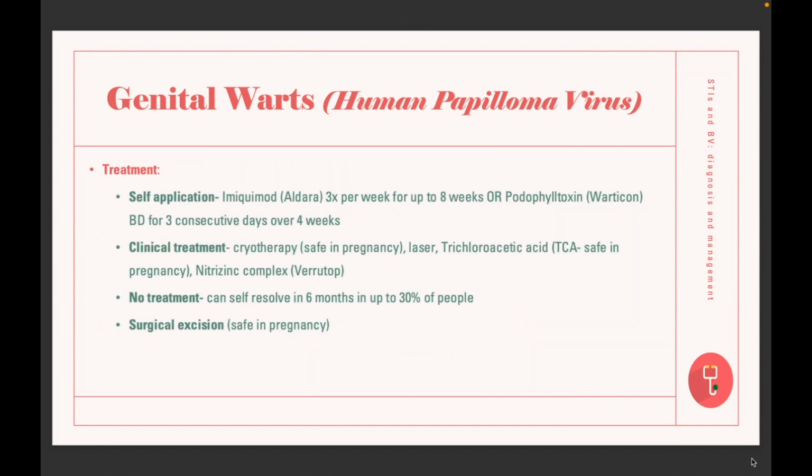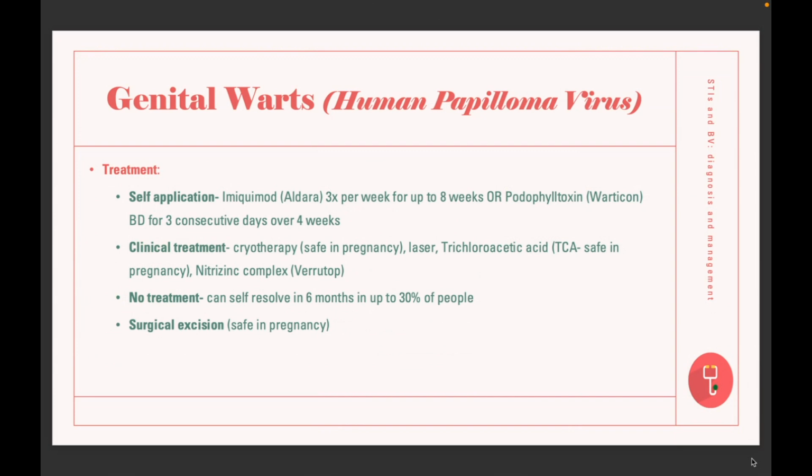So you've got a bunch of different options for treatment of genital warts. If patients are happy to self-apply, you can use Aldara, which is imiquimod, three times a week for up to 8 weeks, or podophyllotoxin, which is commonly known as Warticon. So it's twice a day for 3 consecutive days, and you do that for 4 weeks. You can also get treatment in clinic.